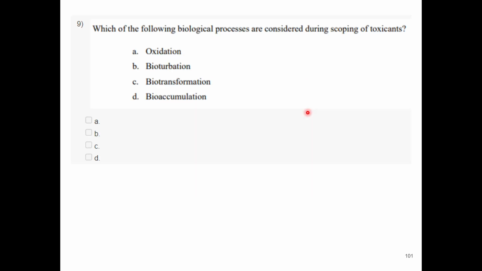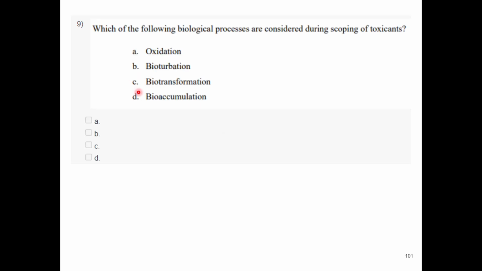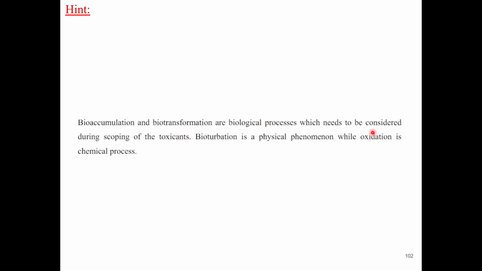Ninth question: which of the following biological processes are considered during scoping of toxicants? A, oxidation, B, bioturbation, C, biotransformation, or D, bioaccumulation. So we are basically asked about the biological processes. Here, bioaccumulation and biotransformation are the biological processes which need to be considered during scoping of the toxicants.